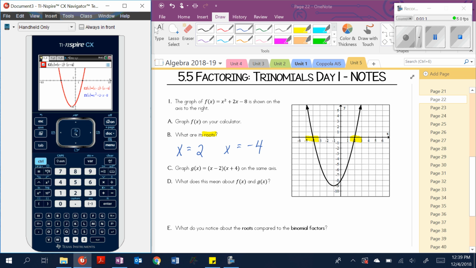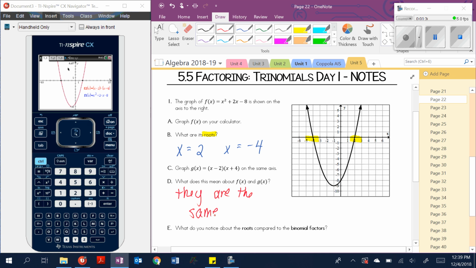Oh my gosh, g of x, they're the same. Did you see that? They lie right on top of each other. What does this mean about f of x and g of x? They are the same. What? That is so weird. How is that possible?